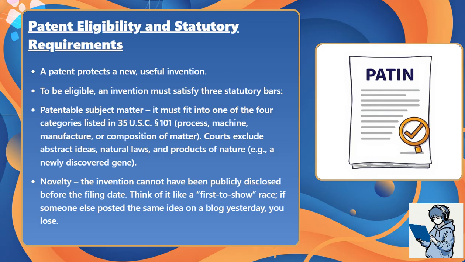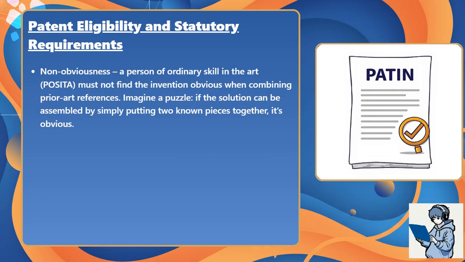Novelty: the invention cannot have been publicly disclosed before the filing date. Think of it like a first-to-show race. If someone else posted the same idea on a blog yesterday, you lose. Non-obviousness: a person of ordinary skill in the art, POSITA, must not find the invention obvious when combining prior art references. Imagine a puzzle. If the solution can be assembled by simply putting two known pieces together, it is obvious.